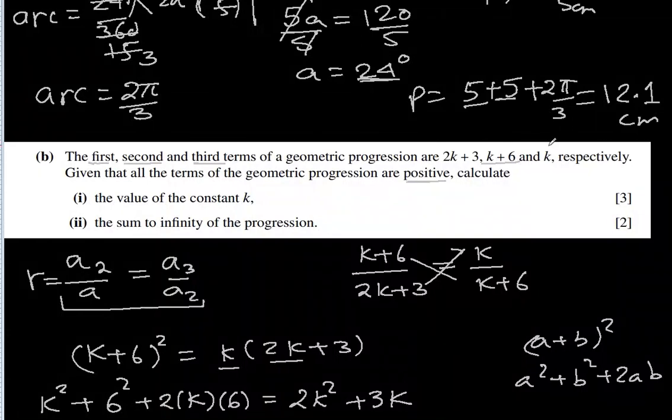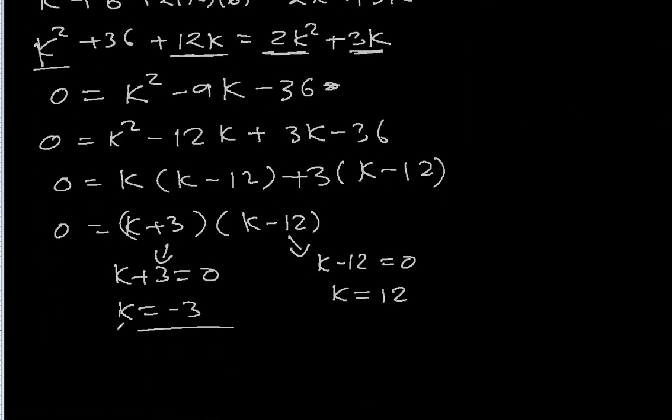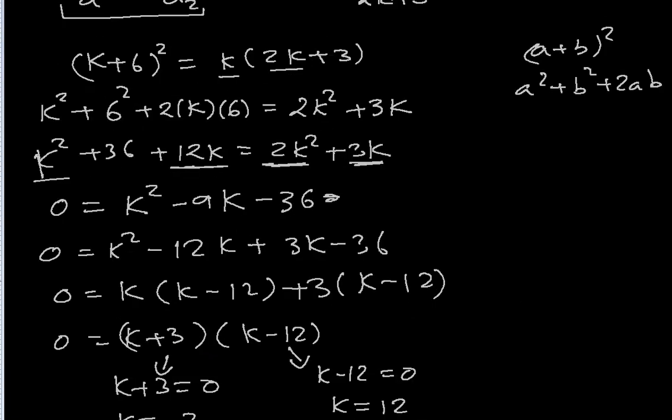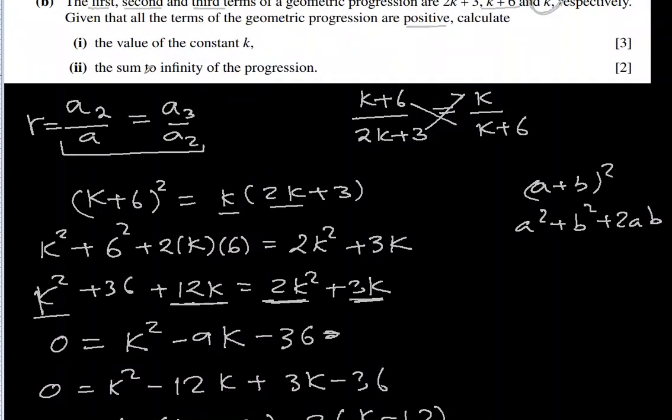Yes, the third term. The third term was just K. And they said all the terms are positive. That means minus 3 will not be accepted. So K equal to 12 is accepted. So what is the question now? The value of K, we found K equal to 12.